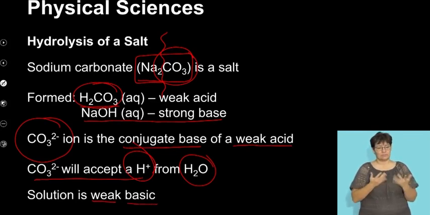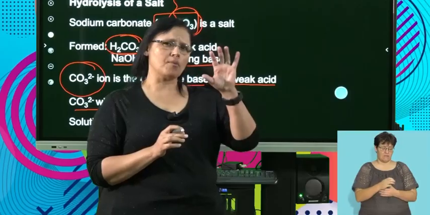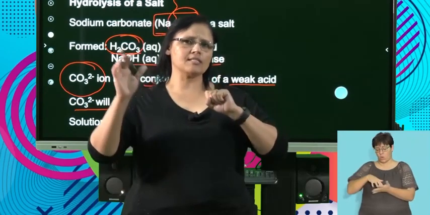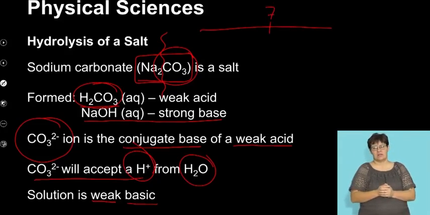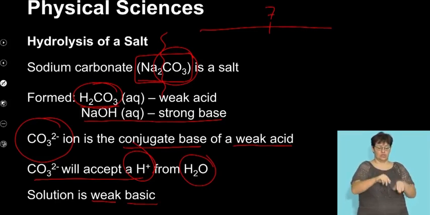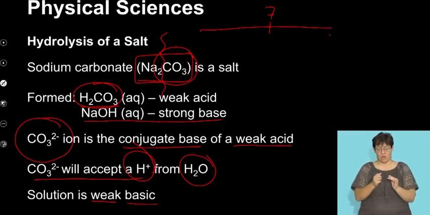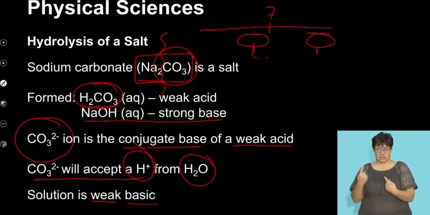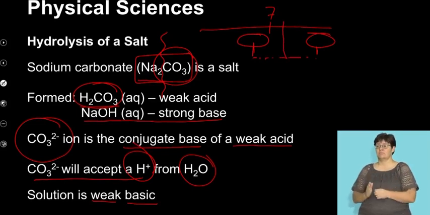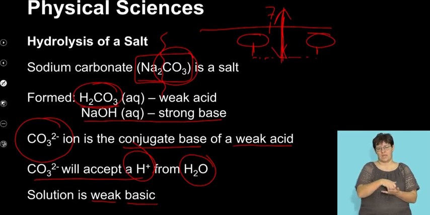How do we know it's weak basic? We have a strong base and a weak acid. So I normally think in terms of, if this is my neutral point, the strong base will be on that side and your weak acid will be more or less like that. So if these two start to neutralize each other, they will meet at a point that will be more or less weakly basic.